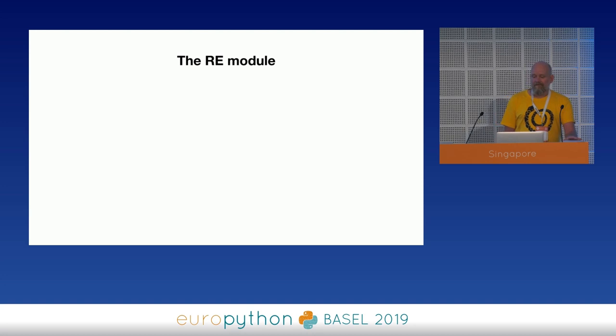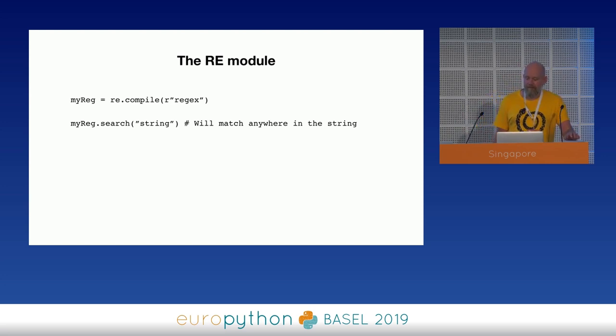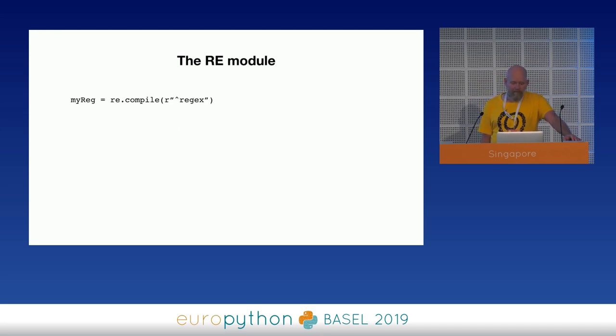Right? So, a little bit about the re module. I was going to talk about regexes and Python, right? So, the re module, like I said, has the compile method. You compile your regex, and then later in the function, you use your regex to search for a string. If I use the search method, we will match anywhere in the string. We could also use the caret we've seen that would match only the beginning. So if I search the string here, we'll match from the start of the string.